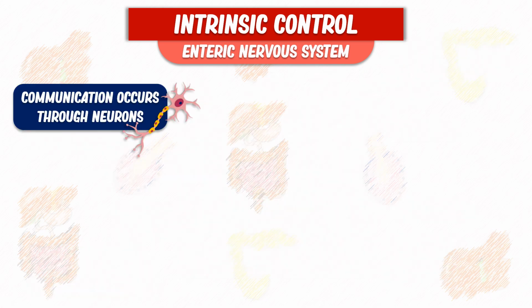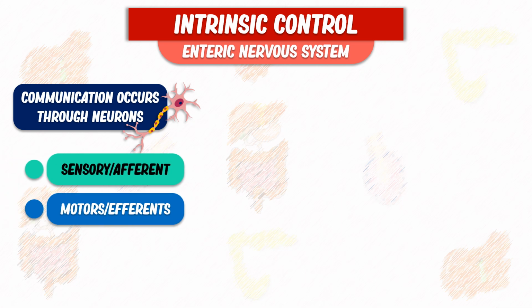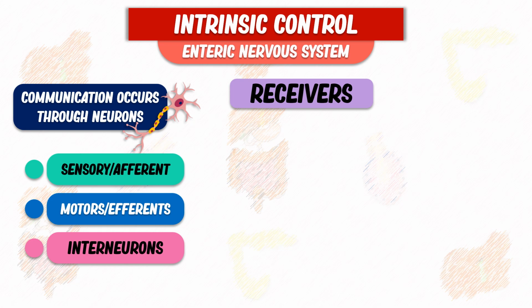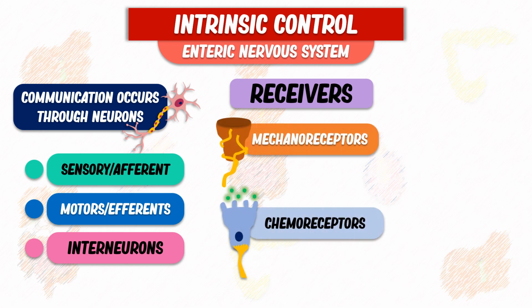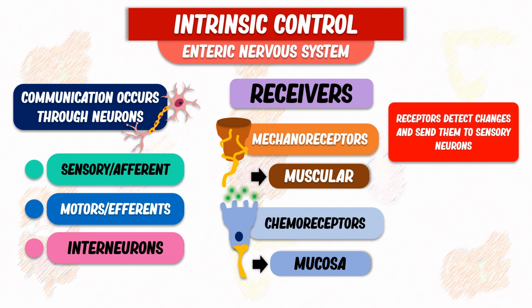The 2 plexuses communicate with each other through neurons, and there are 3 types: sensory or afferent neurons, motor or efferent neurons, and interneurons. There are also receptors, mechanoreceptors and chemoreceptors. Mechanoreceptors are located in the muscular layer and detect mechanical changes like the stretching of the gut wall, while chemoreceptors are found in the mucosal layer and detect chemical changes in the intestinal lumen.